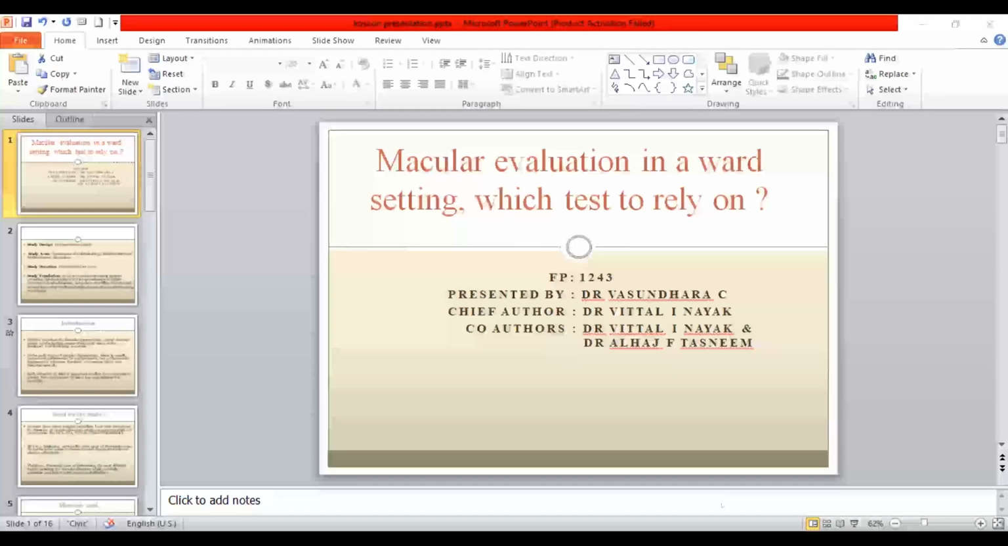Dr. Vasundhara is ready? I'm unable to share, sir. Can I take a few minutes? Keep it ready by the time the other speaker finishes. Yes, sir. Dr. Vasundhara? Yes, sir, I'm ready. Yeah, start. Is it visible, sir? No, make it full screen.